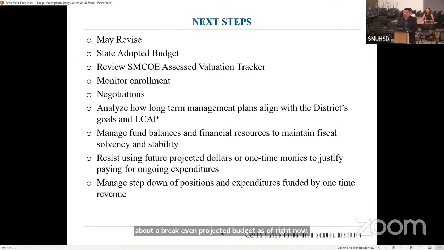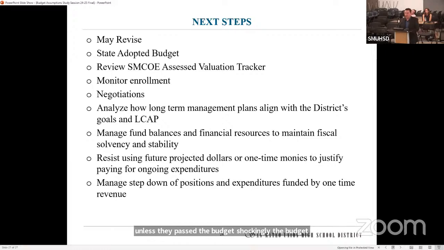I apologize. So what are the next steps? May revise, like I noted earlier, we're expecting that out tomorrow, which is a few days early, which will be great because hopefully we can bring the details of that to the May 23rd board meeting. The state will adopt their budget by June 15th. As we know, when they passed the law that they didn't get paid unless they passed the budget, shockingly, the budget started getting approved on time.